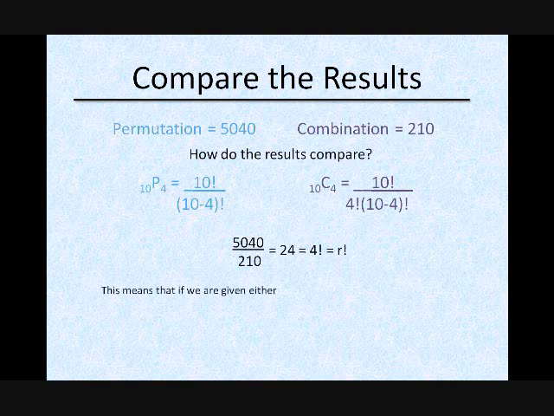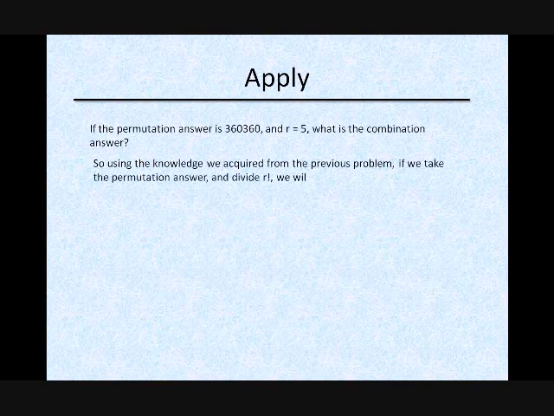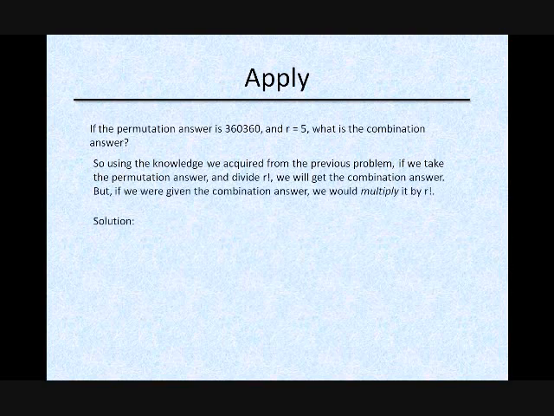This means that if we are given either the combination or permutation and r, we can figure out the other grouping method. If the permutation answer is 360,360 and r equals 5, then what is the combination answer? So, using the knowledge we acquired from the previous problem, if we take the permutation answer and divide by r factorial, we will get the combination answer. But if we were given the combination answer, we would multiply it by r factorial.